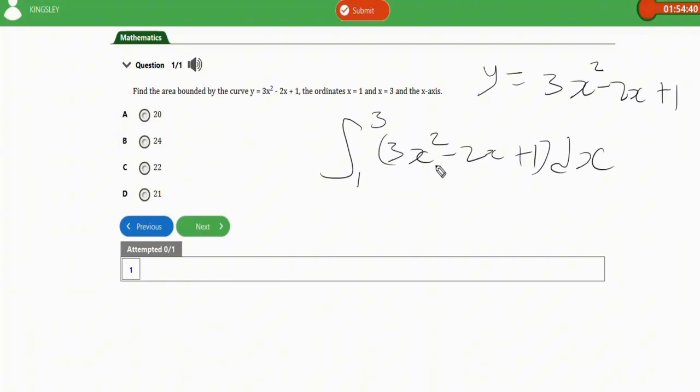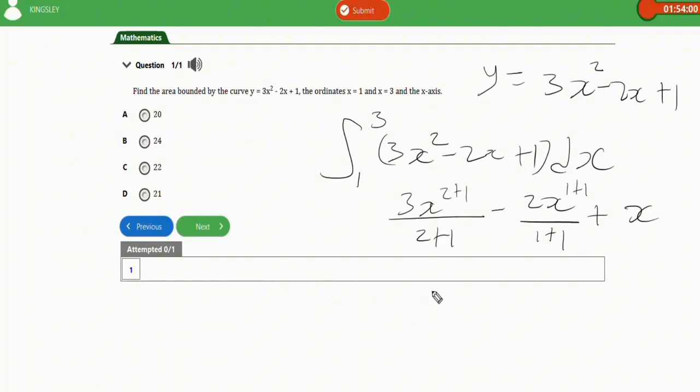So let's integrate what we have here. We're going to have 3x to the power 2 plus 1 over 2 plus 1, then minus 2x to the power 1 plus 1 over 1 plus 1, then plus, when you integrate a constant, you attach a variable, which is x, to it. So attaching x to this 1 gives you 1 times x, which is the same thing as x.